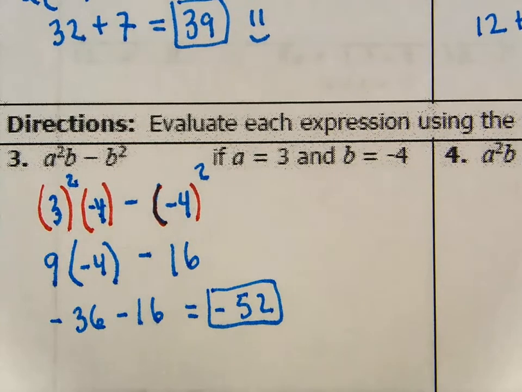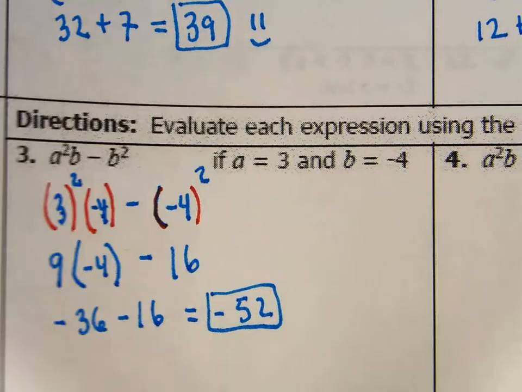Okay. Negative 36 minus 16 is negative 52. Okay. Next one.